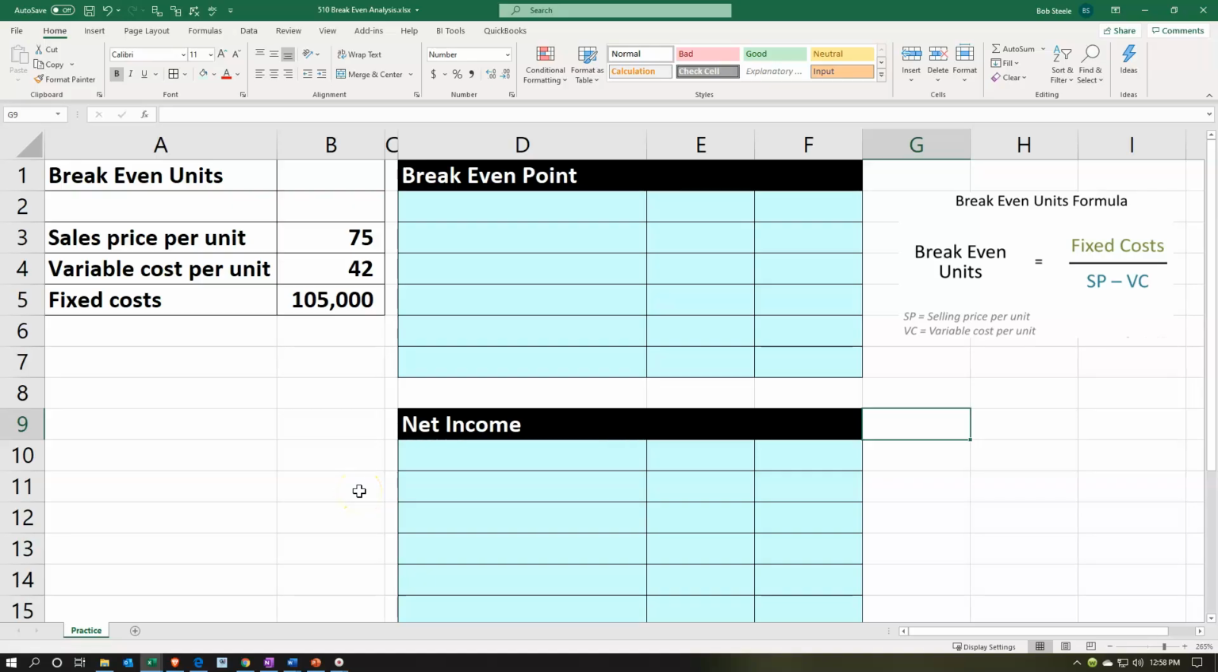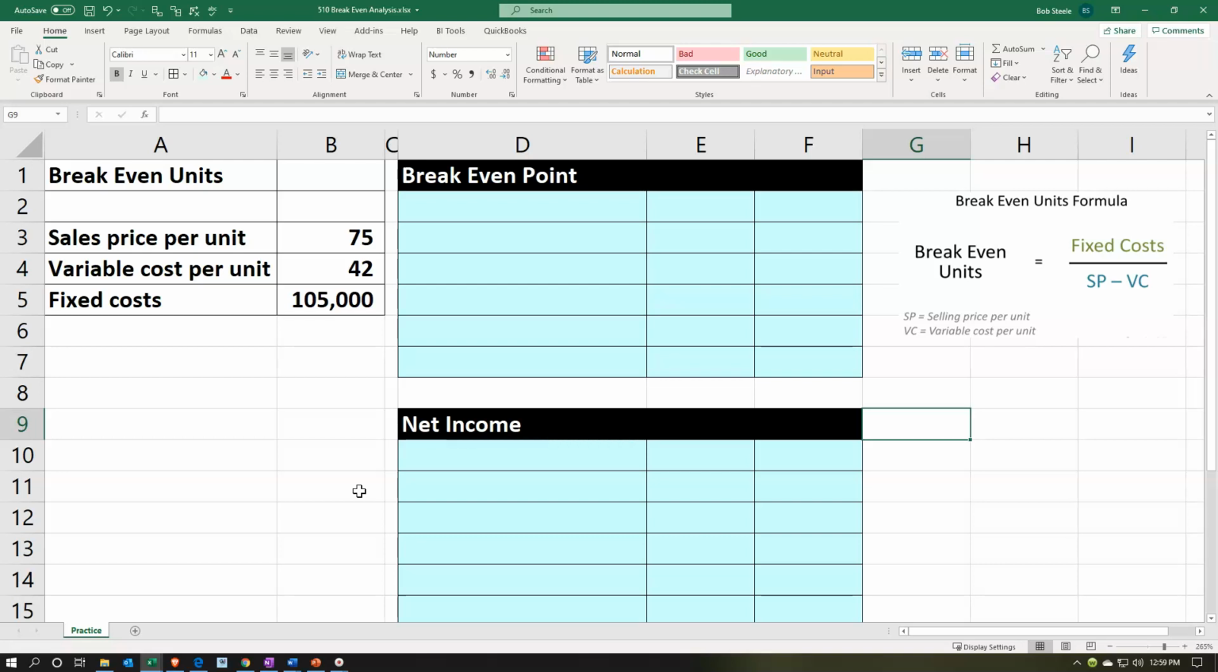Here we are in Excel. We have the information on the left-hand side. We're going to put that into the blue area, into the worksheet on the right-hand side. We're going to be thinking about the break-even analysis, the break-even in units formula. This is a core fundamental calculation that we're going to need often when we're projecting into the future and trying to think about budgeting options.